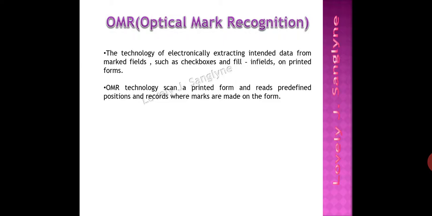OMR, or optical mark recognition, is the technology of electronically extracting intended data from marked fields such as checkboxes and fill-in fields on printed forms. So OMR reads the pencil or pen marks made in a form. They are used to read questionnaires and multiple choice questions in the form of lines or shaded areas.